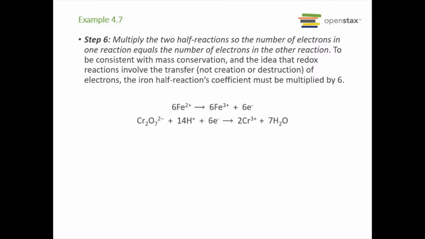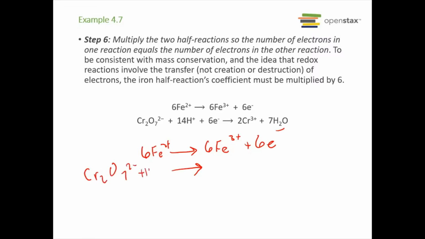Now, one thing I recommend that your book doesn't do, but has always helped me, is kind of like in algebra. When I start stacking my half reactions, I like to stack them so that the arrows are on top of each other so I don't get the sides mixed up. So then I have 6Fe3+ plus 6e- to 6Fe2+, and then here I have Cr2O7 2-, plus 14H+, plus 6e-. Doesn't matter where you put it. To 2Cr3+ plus 7H2O.